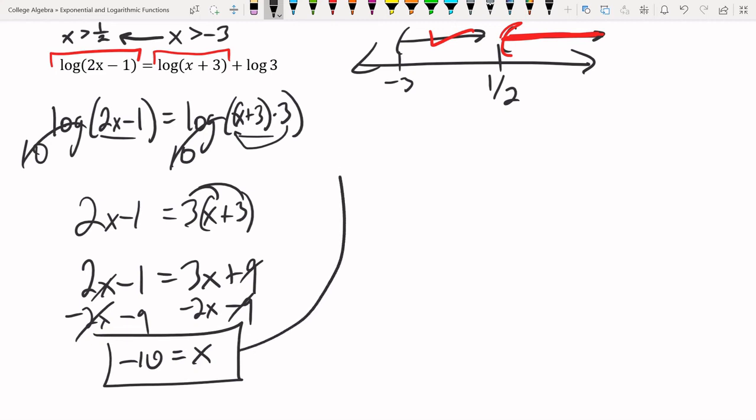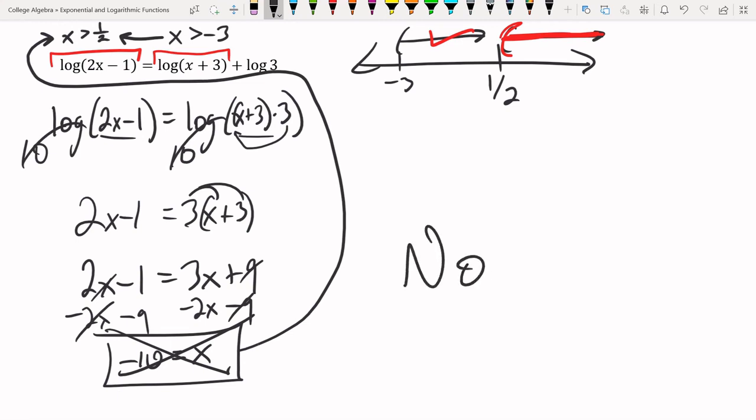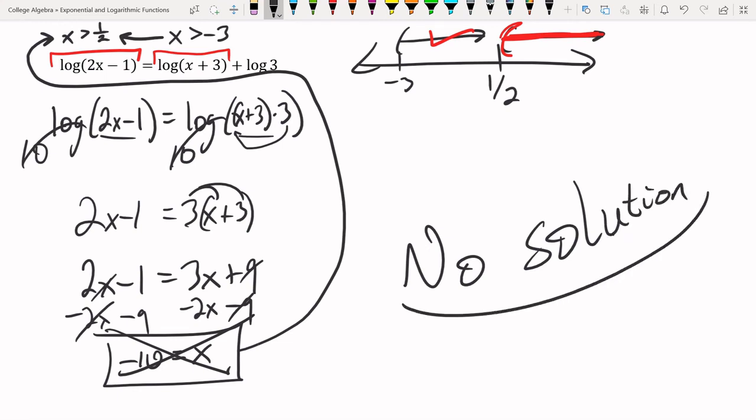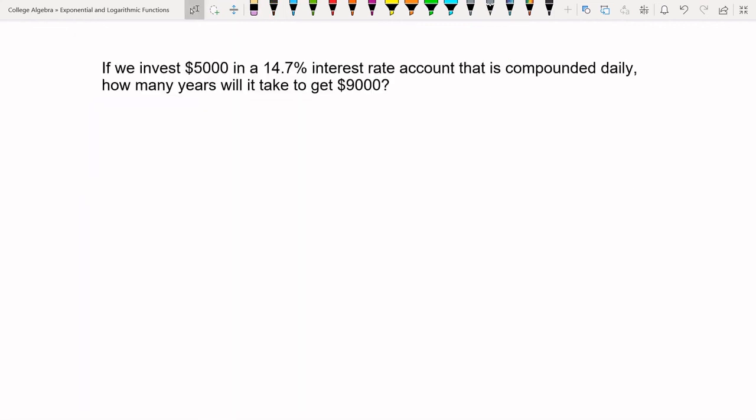But this does not satisfy that. Therefore, that's not a solution. And we got no other solution with this, so our answer is no solution. I'll just write no solution. That's why it's important for you to check your conditions. What can x equal and what can x not equal, because this will arise when you're doing the work with the logarithms.